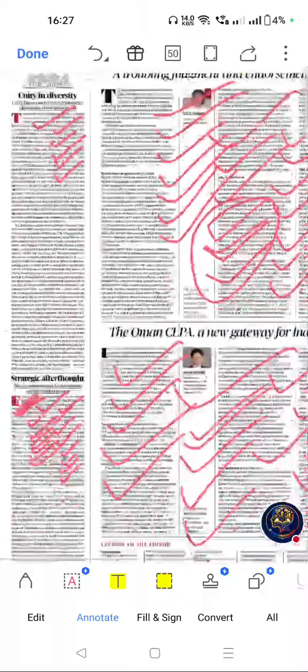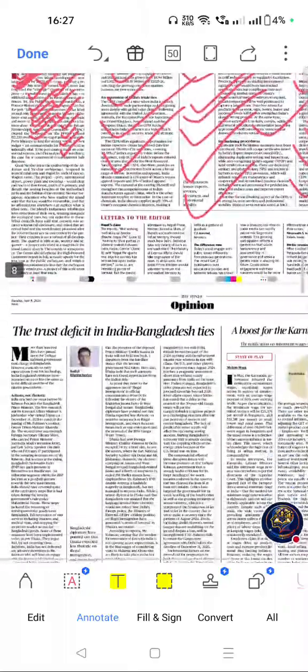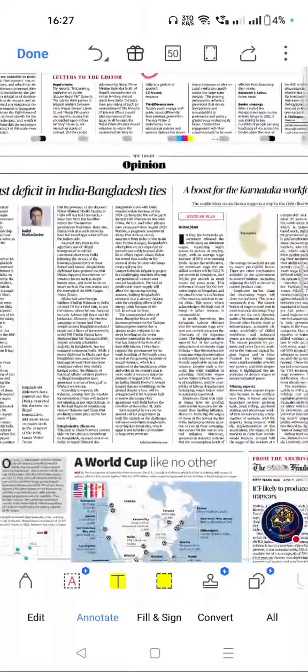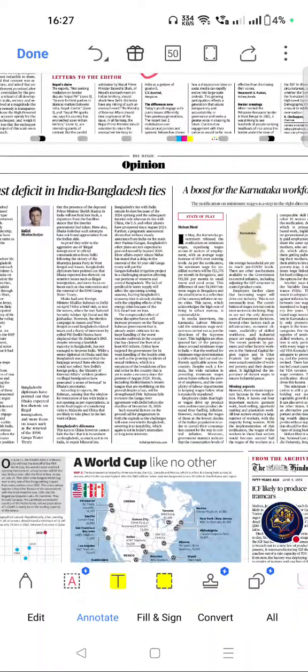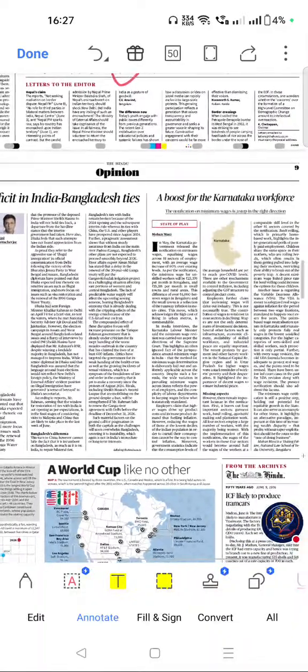These are the only important articles from this page. Next, move on to next opinion section. Next page. It is page number 9.